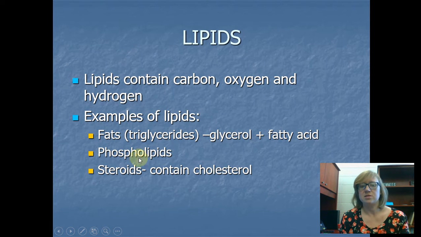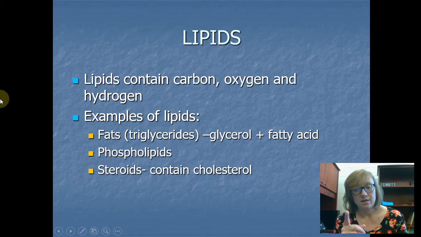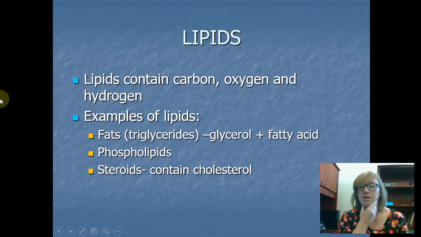Here are some examples. We have triglycerides. Those are a common type of fat. We have phospholipids. Those are important. They make up the cell wall.